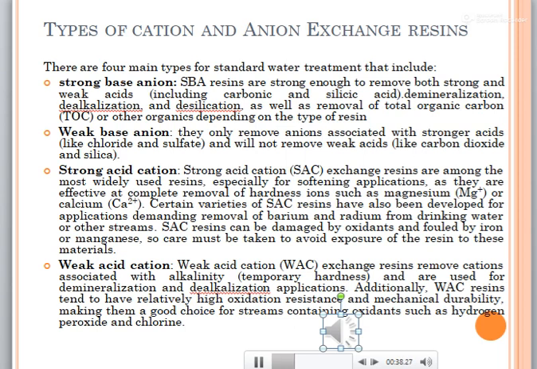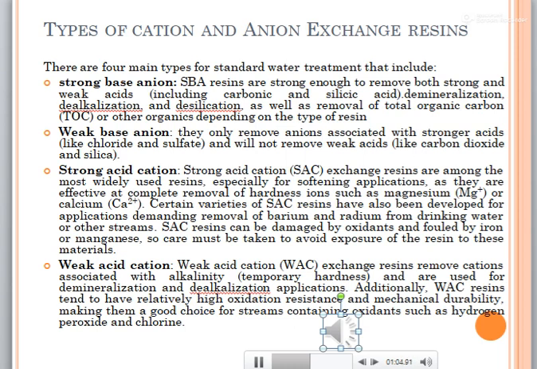Weak base anion resins remove anions associated with strong acids like chloride and sulfate and will not remove weak acids like carbon dioxide and silica. Weak base anion resins are combined with the strong base anion resins to perform the demineralization process. Both of these when combined increase the efficacy of the resin.